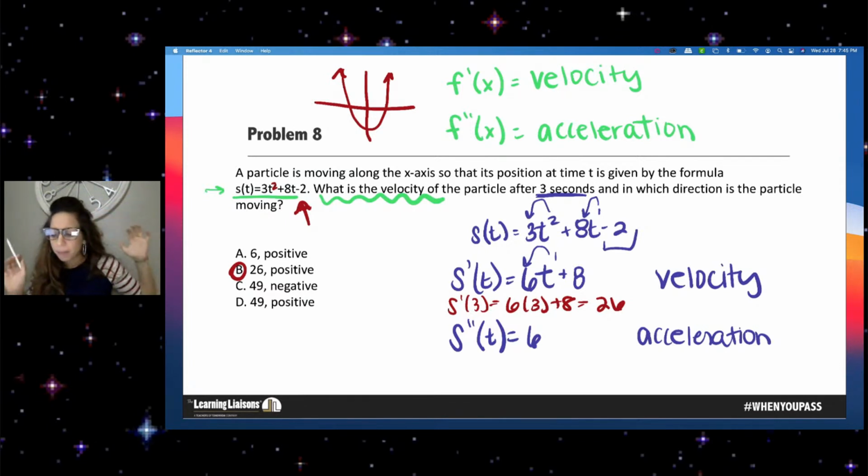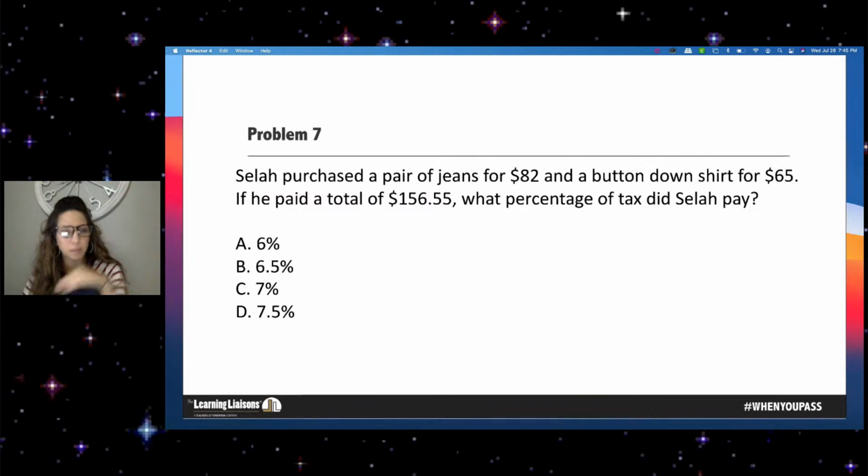All right, problem 7. We went to problem 8 so I could make sure I could get that calculus problem in. Let's go back to problem 7. Selah purchased a pair of jeans for $82 and a button-down shirt for $65.